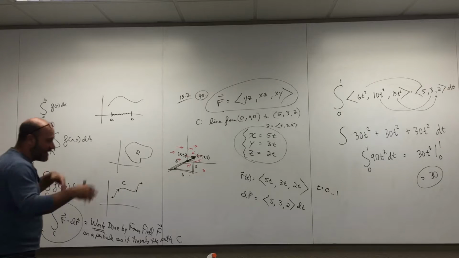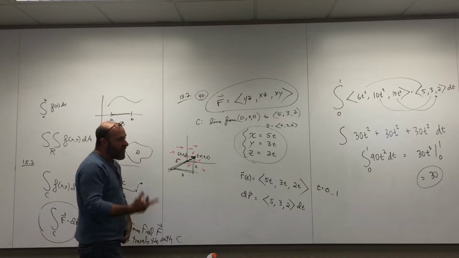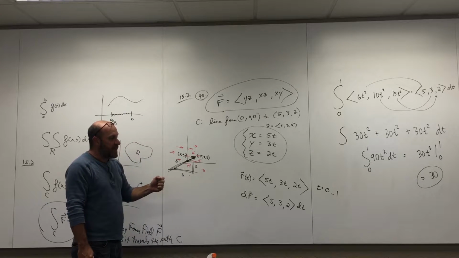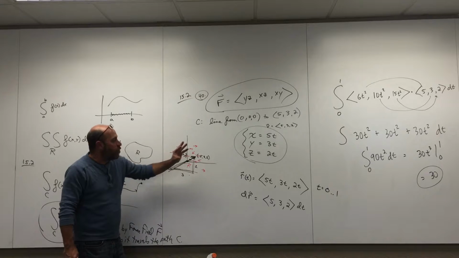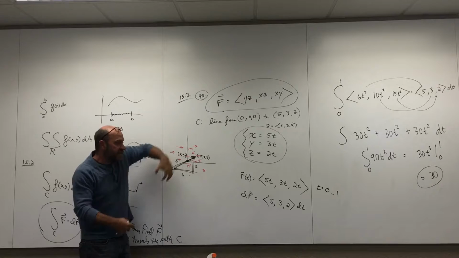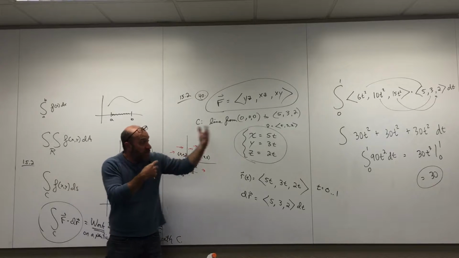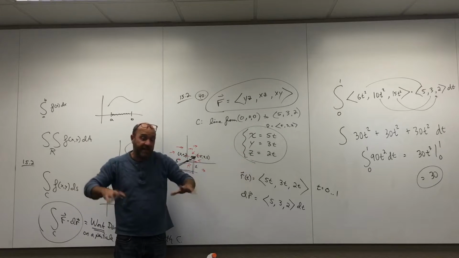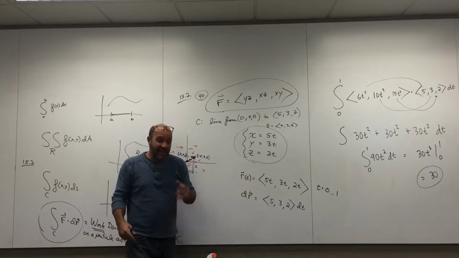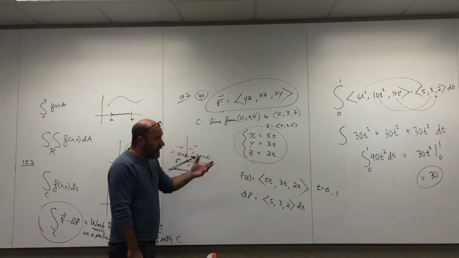Again, there's a lot of stuff I can't really see. The fact that it came out positive tells me something. It tells me that the vector field was pretty much with the direction of motion. When your vector field is against the direction of motion, you end up with a negative amount of work. And that's okay. These answers can be positive, they can be negative, and they also can be zero.